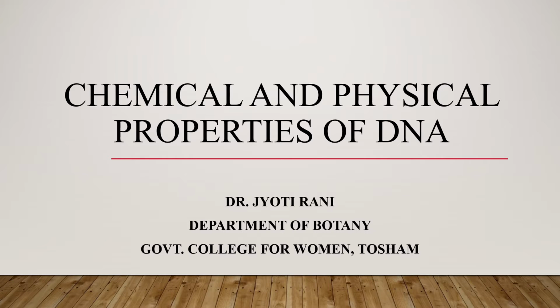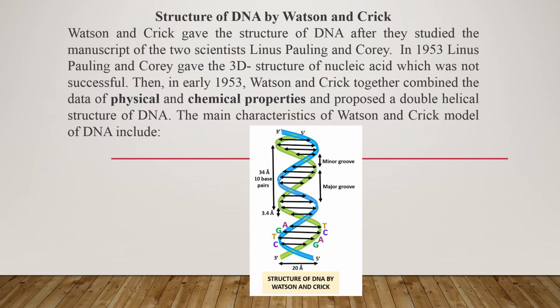Today we will start our next topic, that is the chemical and molecular structure of DNA. Watson and Crick gave the structure of DNA after using the studies of two different scientists, Linus Pauling and Corey. In 1953, Pauling and Corey gave the three-dimensional structure of DNA, but it was not highly successful. Then in early 1953, Watson and Crick together combined the data of physical and chemical properties and proposed a new model, that is the double helix structure of DNA.